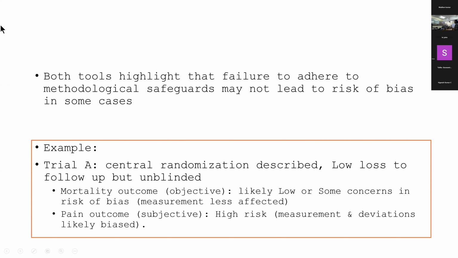But on the other hand, if your outcome is pain outcome, and you're going to capture pain by using the visual analog score, if the participant is unblinded, they might actually inflate their pain rating. So in that case, you might have a high risk of bias.